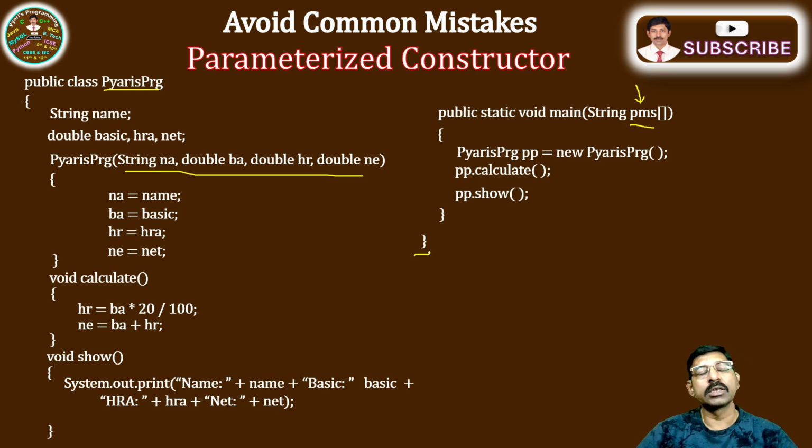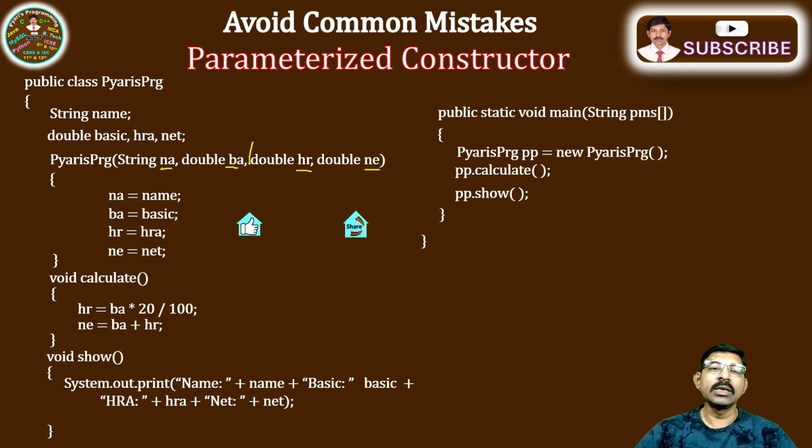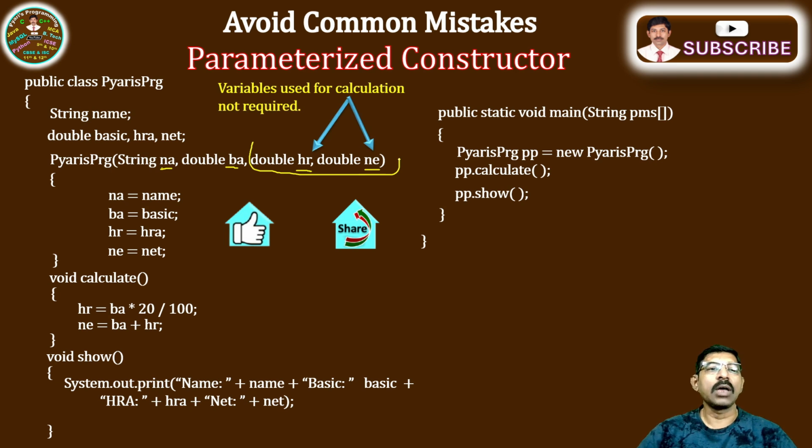But still we made some errors. What are they? We can see that NA is taken for name, BA is taken for basic salary, HR is taken for HRA, and NE is taken for net salary. We don't need this HRA and net because these two variables are used for calculation. So they must not be taken as parameters.